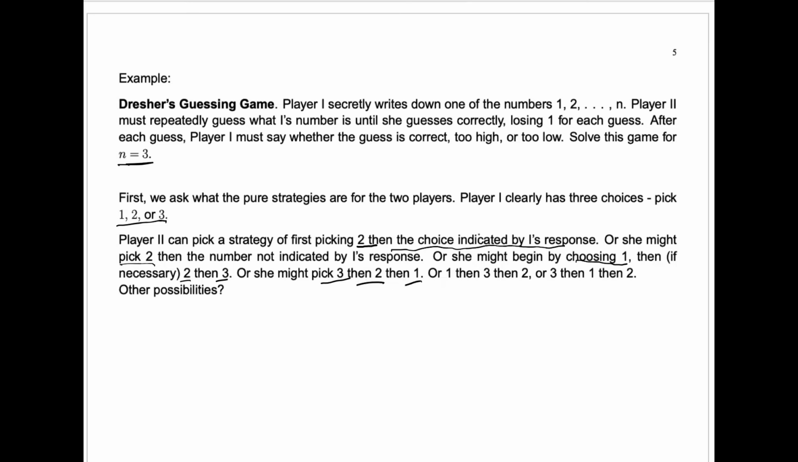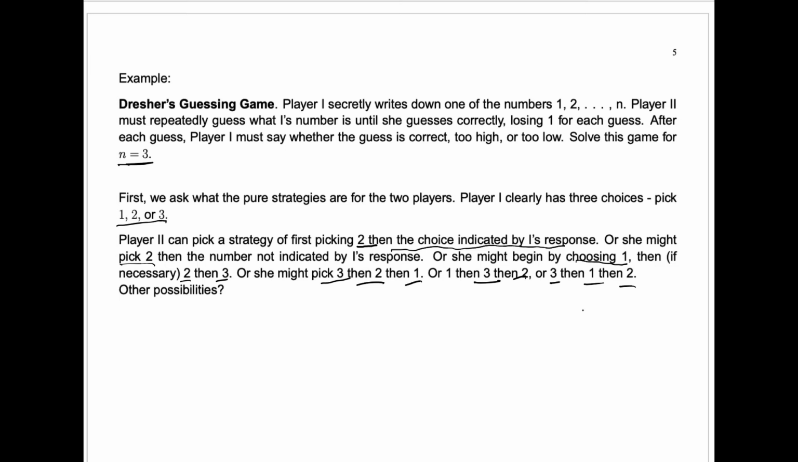Another possibility is to pick 1 first. If 1 is wrong, you know that 1 is too low, so pick 3 next, then 2. Or maybe pick 3 first and then pick 1 next and then 2. And you'll see that these are kind of all the possibilities that make any sense at all, but there are other possibilities which I won't even list, which actually make this not a finite game, where player 2 could just pick 1, and if it's wrong, player 2 could pick 1 again, and then 1 again, and then 1 again. That would be a stupid thing to do.